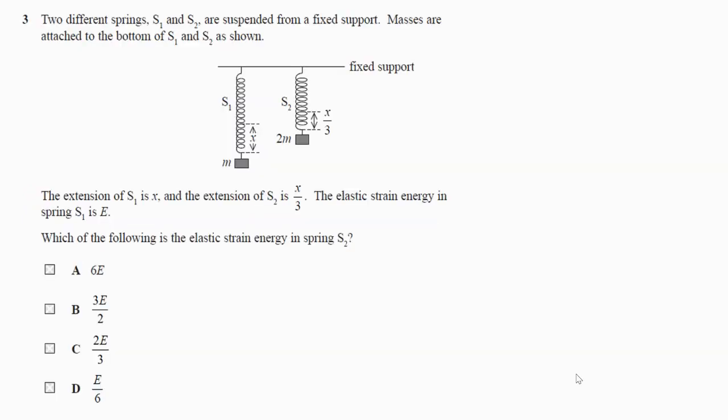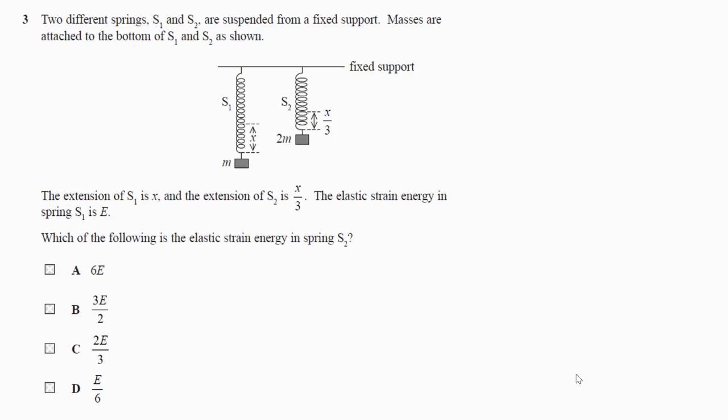Then question number 3. Two different springs S1 and S2 are suspended from a fixed support. Masses are attached to the bottom of S1 and S2 as shown.